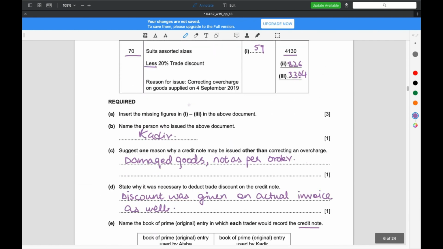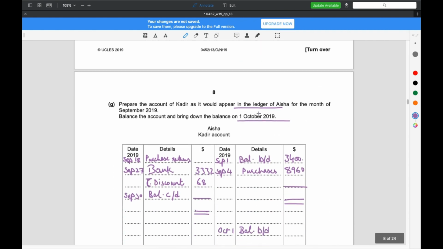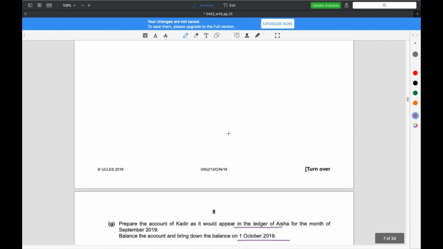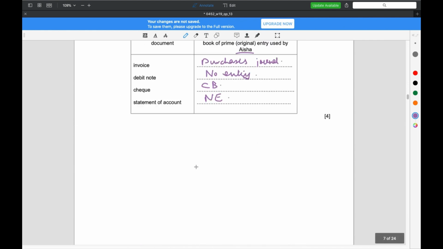note. So she actually returned goods to him as well, which were worth $3,304. So she returned them to Kadir. That is going to debit Kadir account. The purchase returns are always on the opposite side as the purchases. So she purchased goods from Kadir, which actually were on the credit side. So the purchase returns are going to be on the debit side, which are worth 3304.